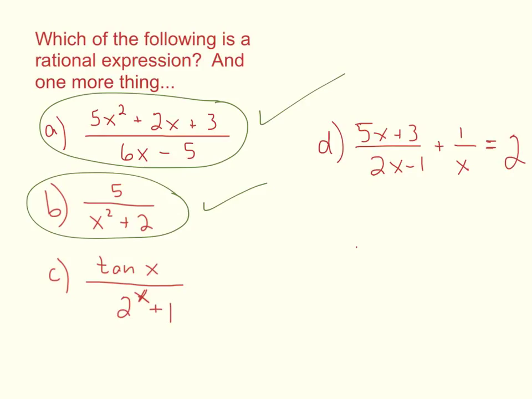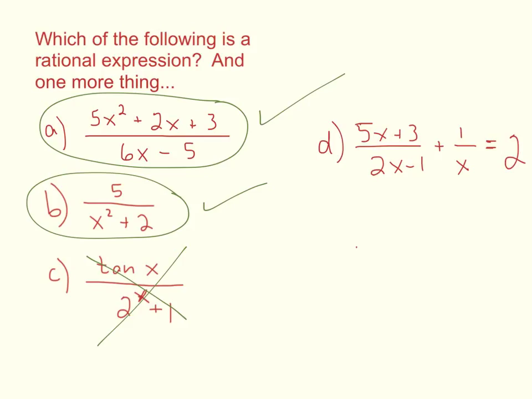If we look at C, though, there's a little bit of a problem because we do have a fraction, but the top, tangent of x, you might remember from geometry, tangent is opposite over adjacent in a right triangle. That is a function, but it is not a polynomial. And on the bottom as well, 2 to the x plus 1, well, that definitely looks like an algebraic expression to me, but it is not a polynomial because it involves raising a power to a variable. That's not a polynomial. So C is out.